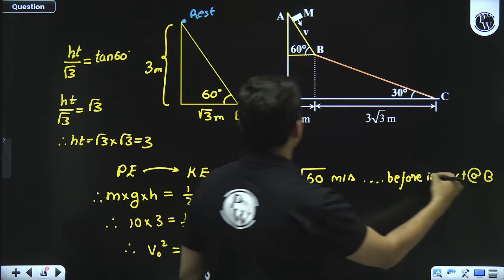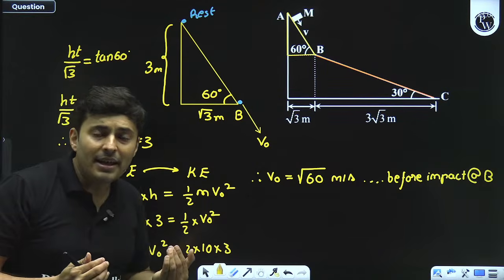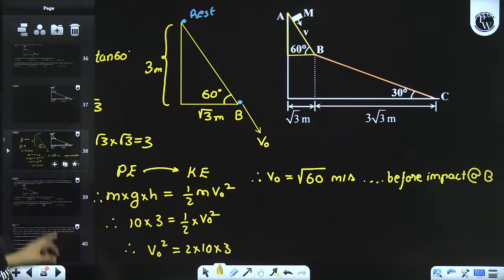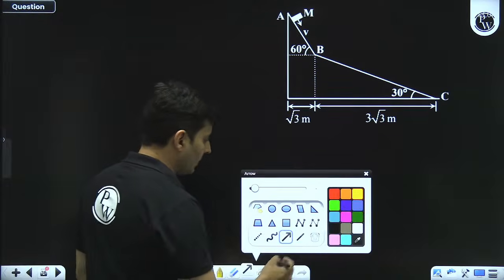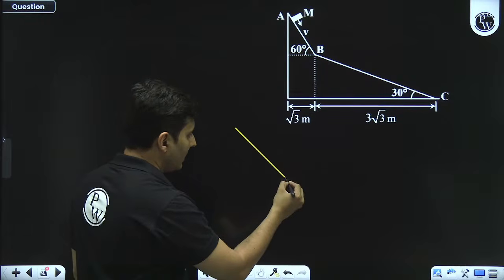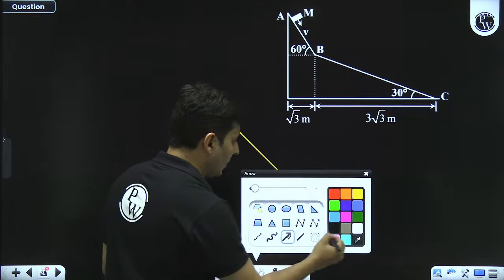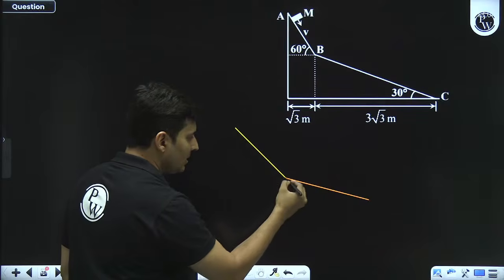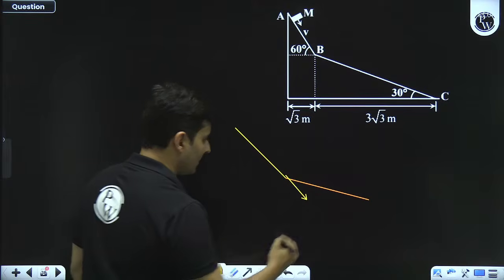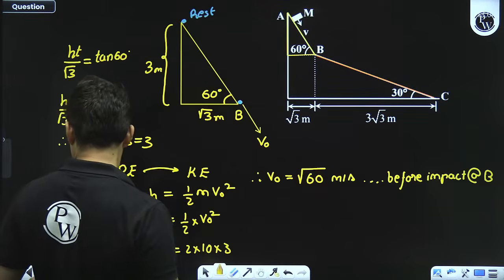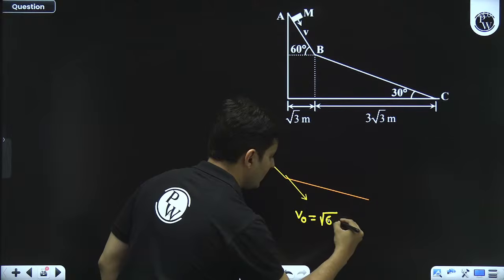This is before impact at B. It has just reached B right now. So what exactly happens when you reach B? Let's understand that. Observe carefully. This is my inclined plane of 60 degrees. This is my inclined plane of 30 degrees. The velocity of that ball just before reaching here was like this. It was basically V naught, which is root 60 meters per second.